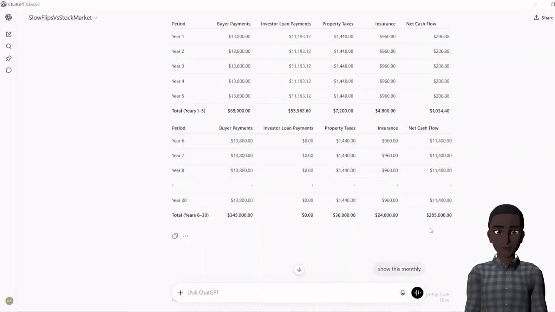All right, so we always want to compare this strategy to something else, because you could definitely be putting your money somewhere else, such as the stock market, and doing something much more passive and seeing what the results would be of that approach. So I love to do this comparison. Let us compare this same investment to the stock market.